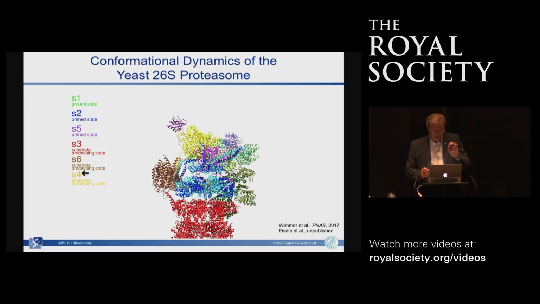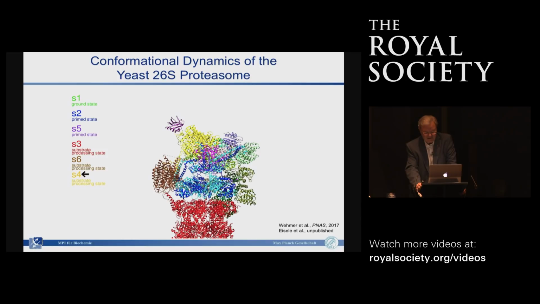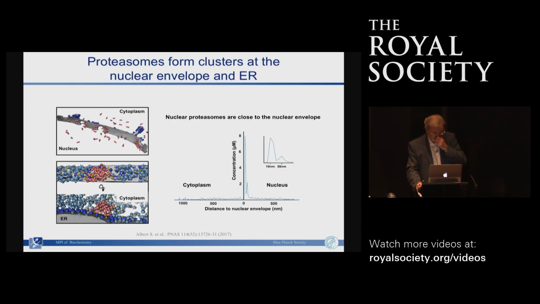So the important thing for understanding what I'm going to tell you now is that the conformational changes are of such a magnitude that we can relatively easily, even at medium resolution, let's say 15, 20 angstrom, but we can go quite a bit further than that now, infer from the conformational state what the activity status of the proteasome is. So where do they occur in the cell?